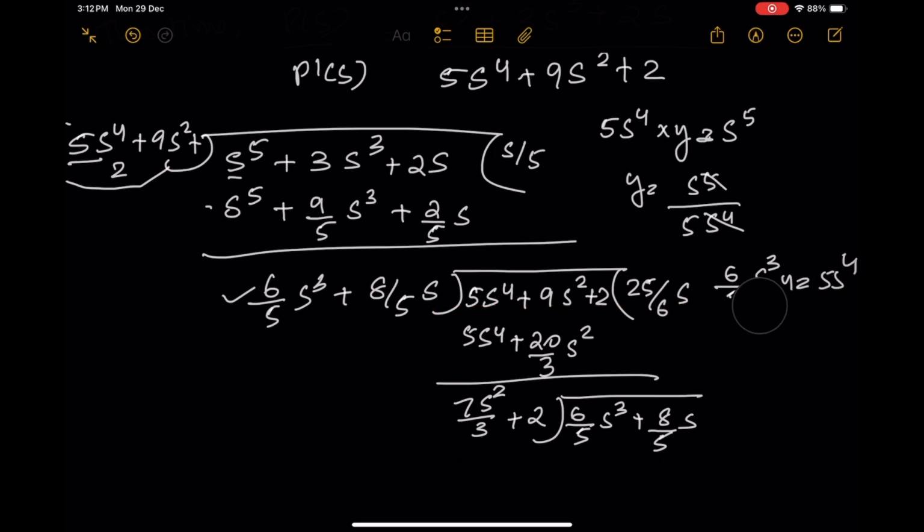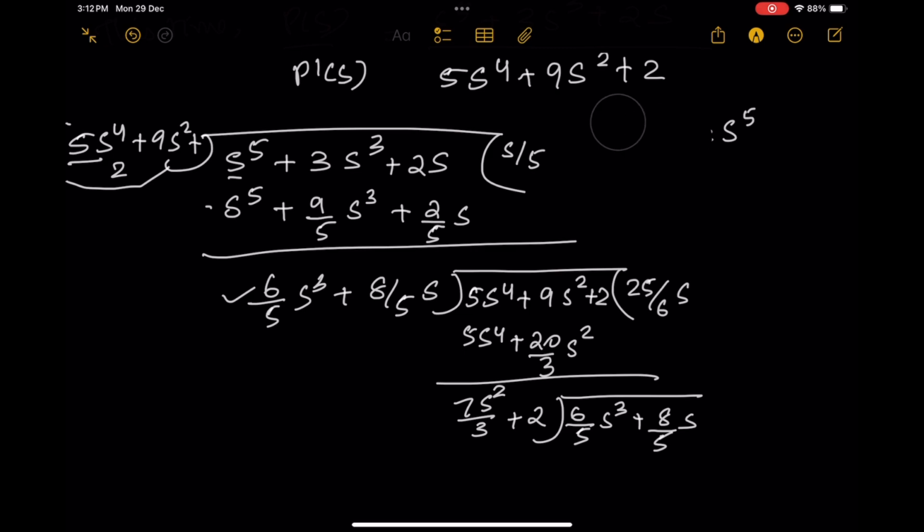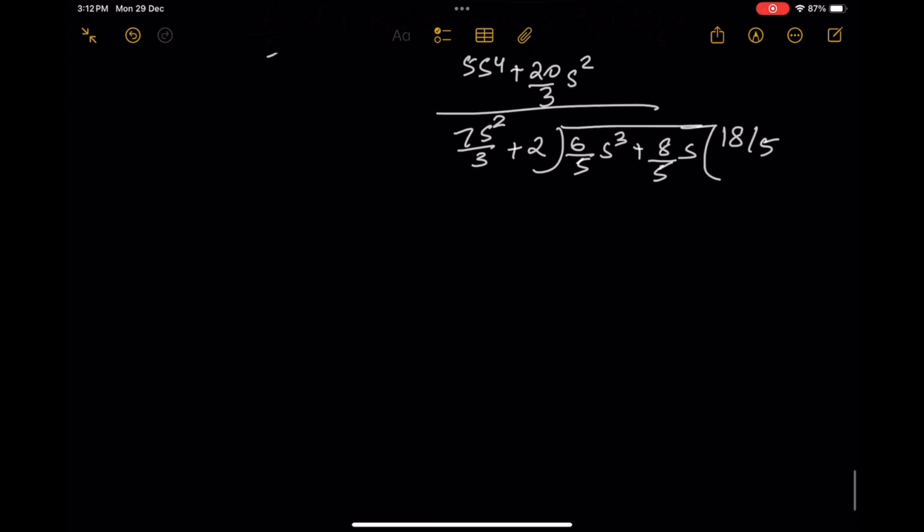I'm just removing all these calculations because it's so confusing. So I'll be solving this. This will be 18 by 5, which will give you 6 by 5s cube plus 36 by 35s. And on solving this, we'll get the remainder 20 by 35s.